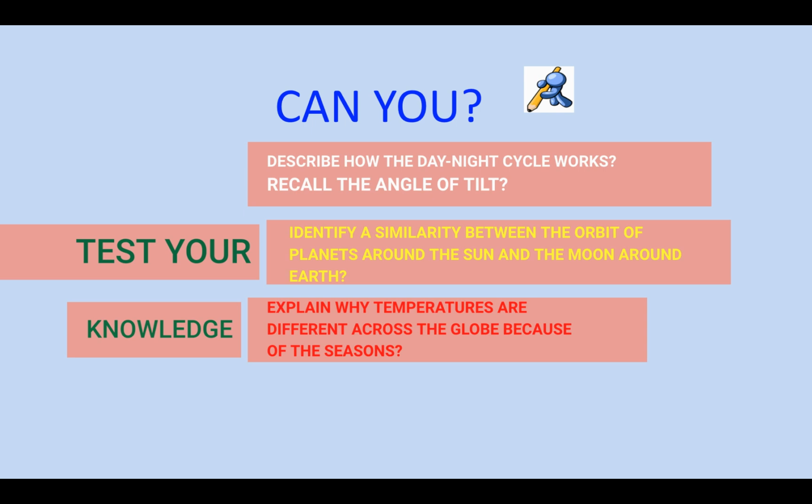And finally, the last question there, explain why temperatures are different across the globe because of the seasons. Well, there's a number of things you can mention here. You could mention the fact that the planet is tilted away from the sun in the northern hemisphere when it is winter. You could say the planet in the northern hemisphere is tilted towards the sun when it is summer. And you could mention things like, for example, direct sunlight reaches the equator, so there's a greater light intensity compared to the northern and southern poles, where they receive very little light rays by comparison.